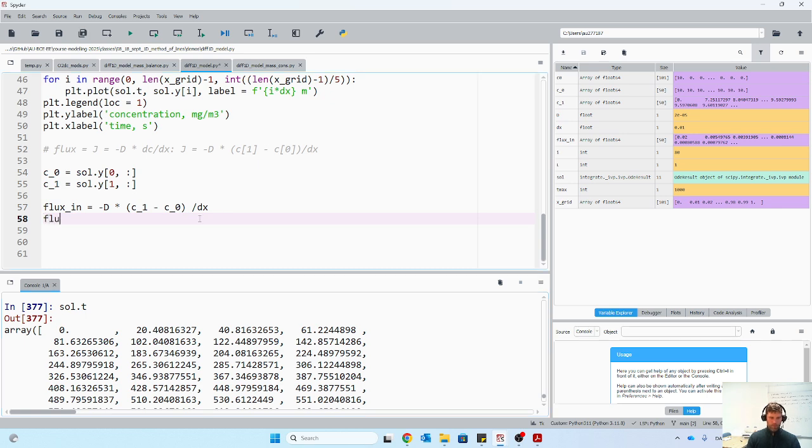Good. The flux out, what would that then be? Well, here we have to get the last point. We call it Cn. That is equal to sol y, last point and all times. And then we can get the second last point. Again, we have to do a one-sided difference instead of the central difference because we don't know what the ghost point is equal to.